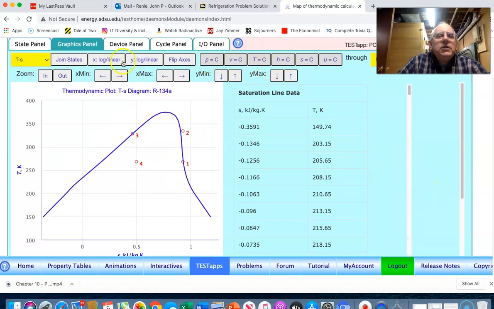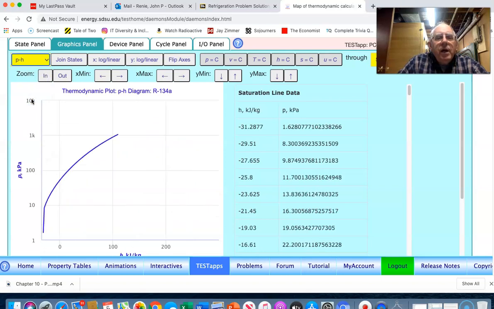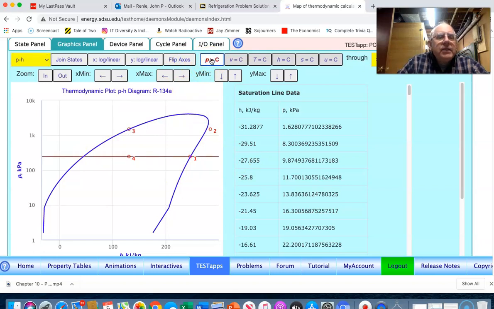If we wanted to see what this looked like on a pH diagram, we now see that there is our pH diagram, and if we allowed a constant pressure to go through state 1, we see that's the constant pressure associated with state 1, and then we can go over here and select state 3 and look at the constant pressure line through there. So again, that is our pH diagram.